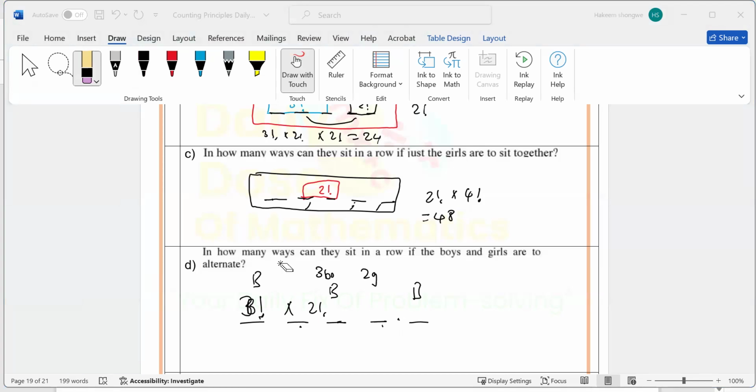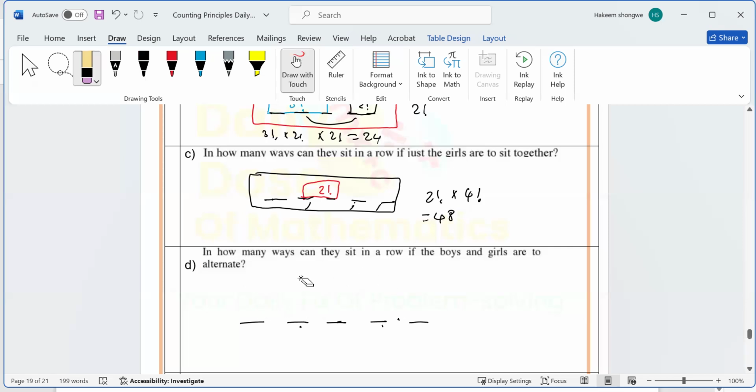They say, in how many ways can they be seated in a row if the boys and girls are to be seated alternating? Alternating means we are changing each other, a boy and a girl. Why do we say we need to start with a boy, not a girl? Why are we not starting with a girl?